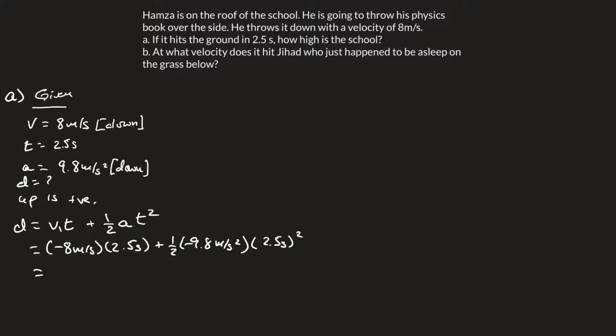You're going to plug that all into a calculator. You're going to get a value of negative 12.9 meters. So that's because we're looking downward, right? We can just take the absolute value of this, and we can say that therefore the school is 13 meters high.